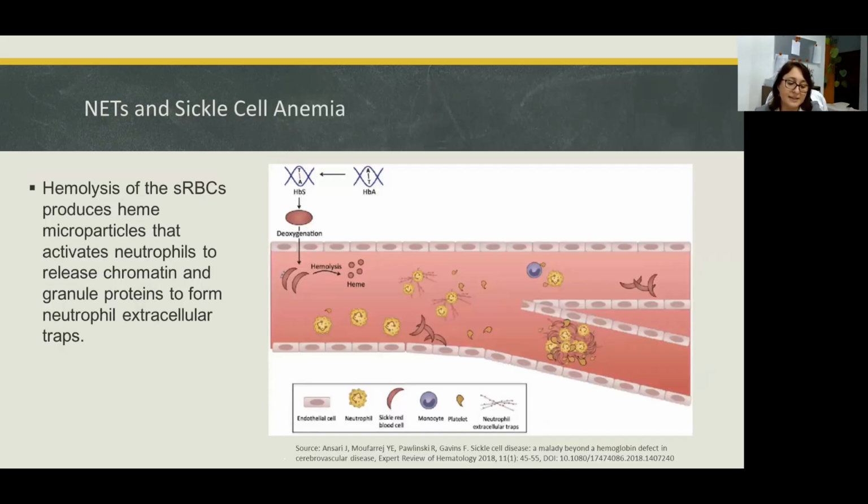To summarize NETs and sickle cell disease, or maybe every hemolytic anemia, it can be said that hemolysis of the sickle red blood cells produces heme microparticles, which activate neutrophils to release chromatin and granule proteins to form neutrophil extracellular traps. So as we can see in this picture, here we have this thrombus with involved NETs, neutrophils, platelets, and sickle red blood cells.